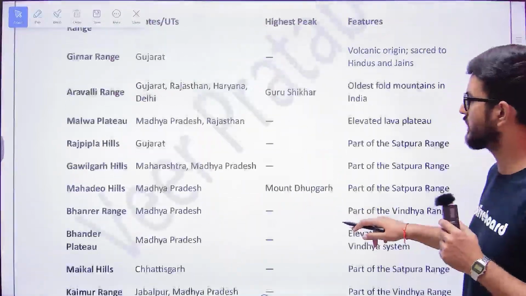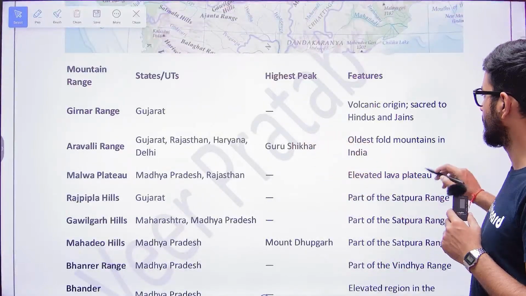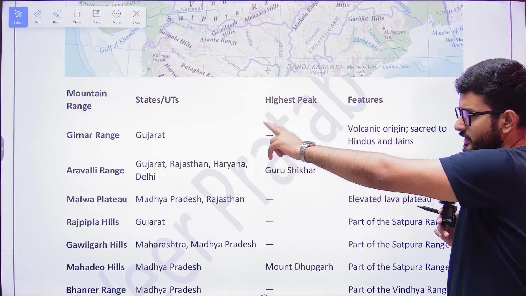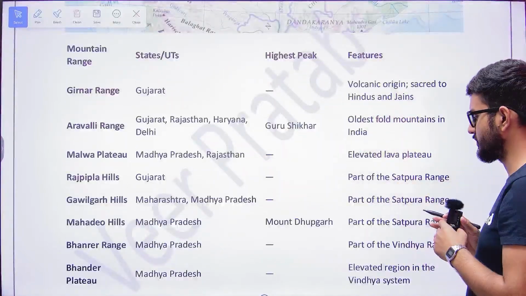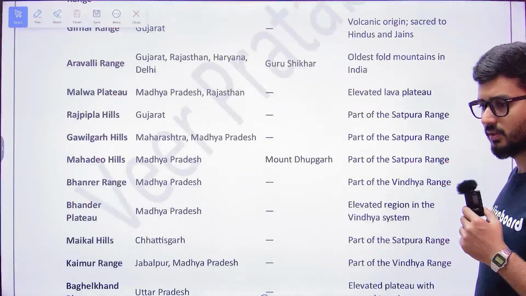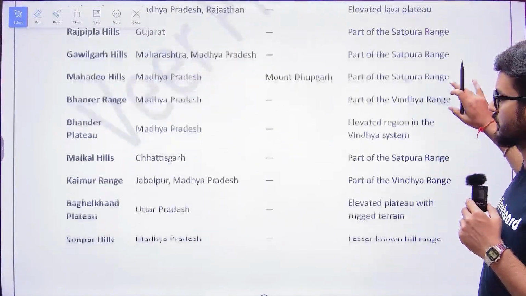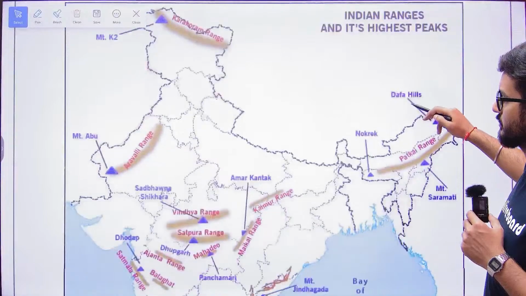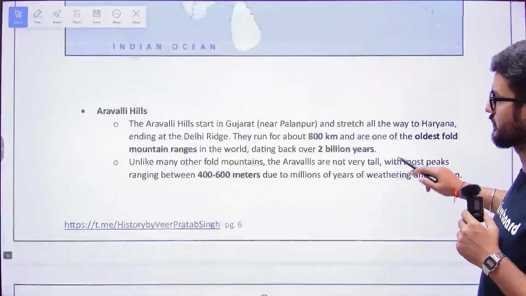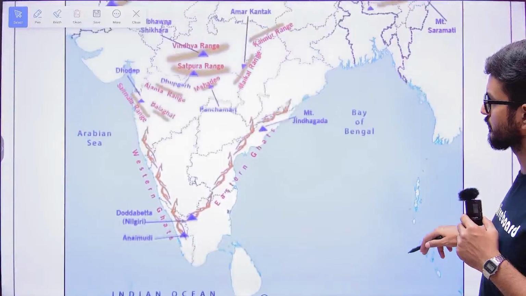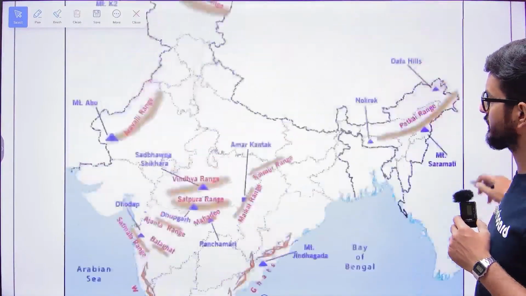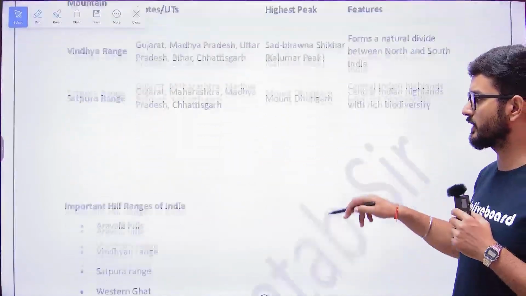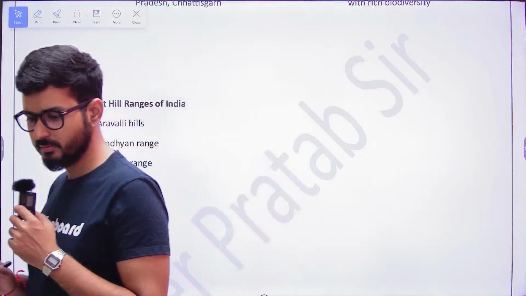Now these are the various mountain ranges that are there. Here you can see the ranges, the states, the peaks and their features. Just go through this, and then we'll move to each of these particular types. This other one is for the peaks. Just go through this table, and then we'll go individually on each of the important hill ranges in peninsular India.